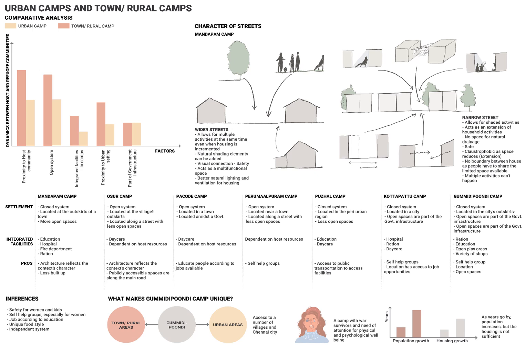In all these cases, what I found most unique was the Gummidipoondi camp in Chennai. It is between the town, rural area and the urban area, and the population growth has also been exponentially increasing. This is the only camp in Tamil Nadu which has war survivors from the Sri Lankan refugee community. So I have selected this particular camp to propose an intervention.